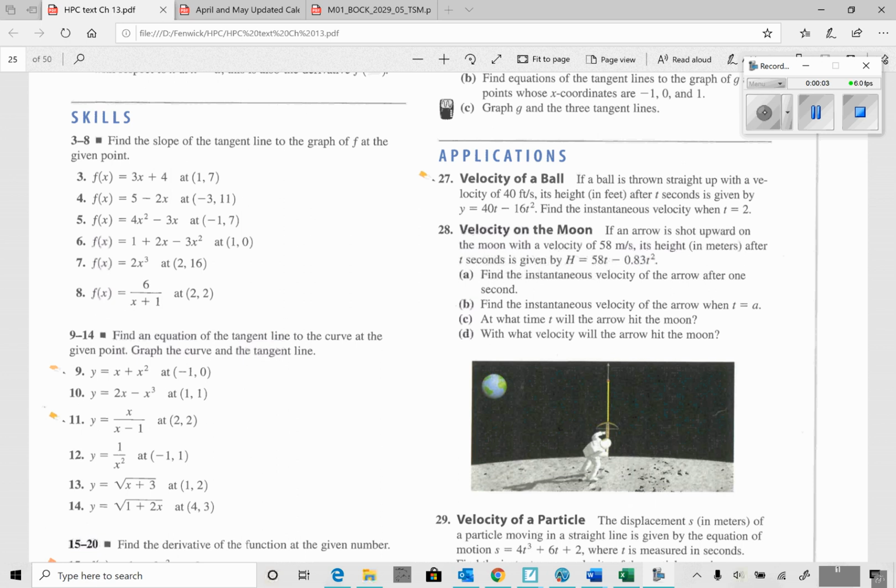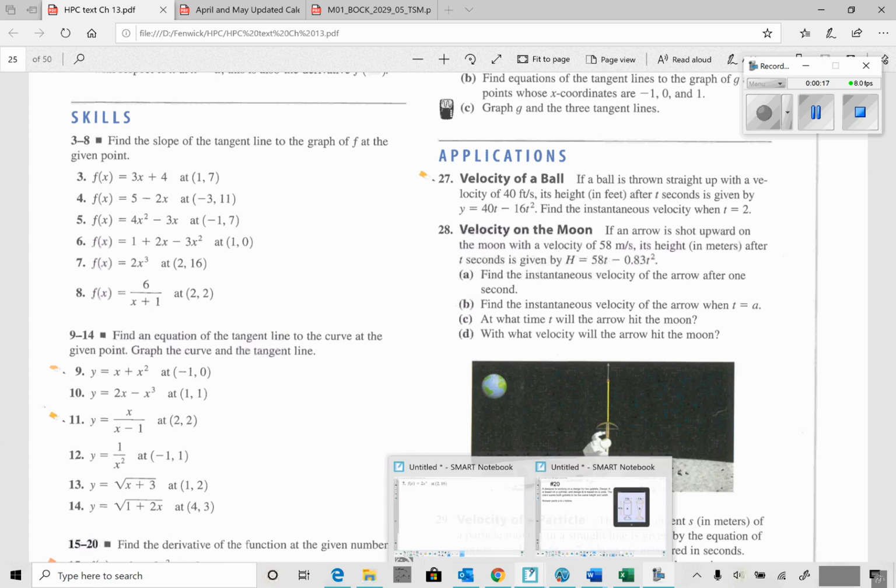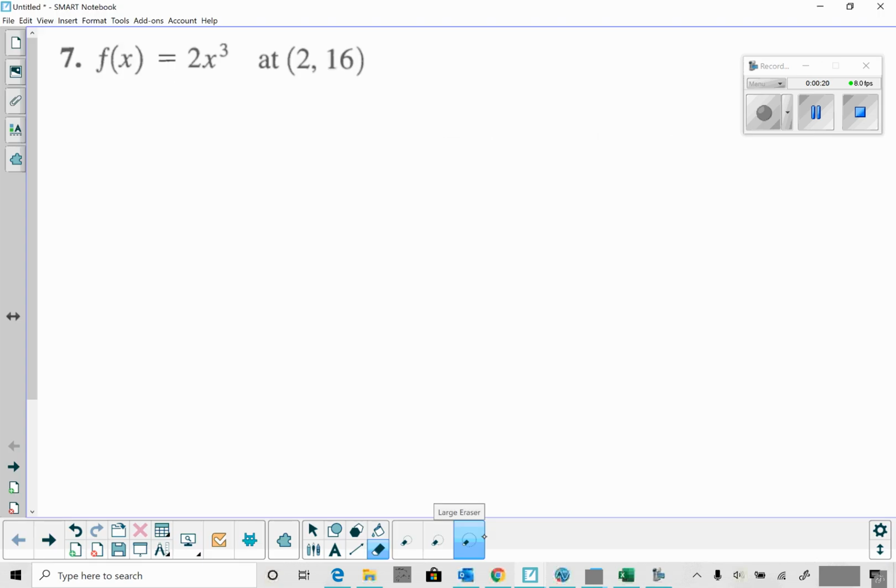Let's look at some of the assigned problems here from section 13.3. Starting with problem number 7 was requested. Find the slope of the tangent line to the graph of the function at the given point. So our function here is f of x is 2x cubed at the point (2, 16).